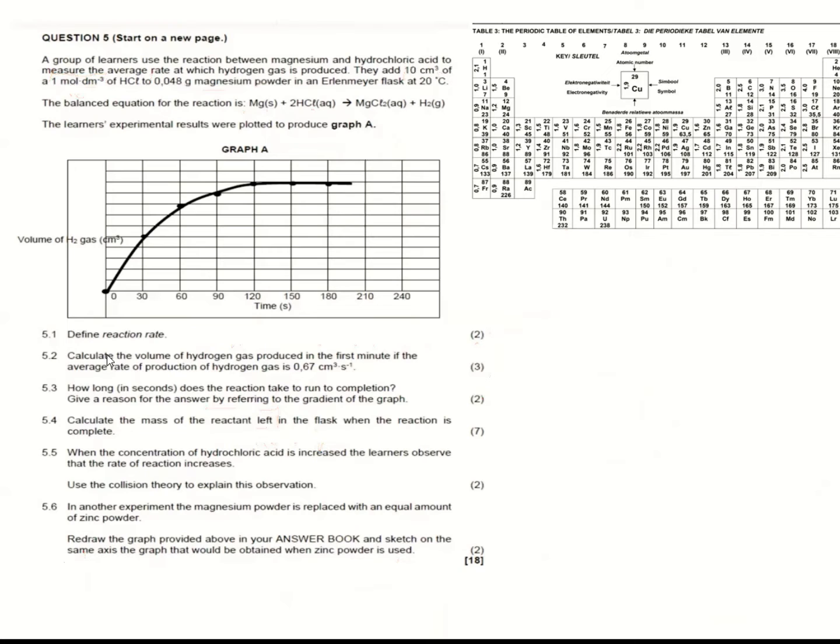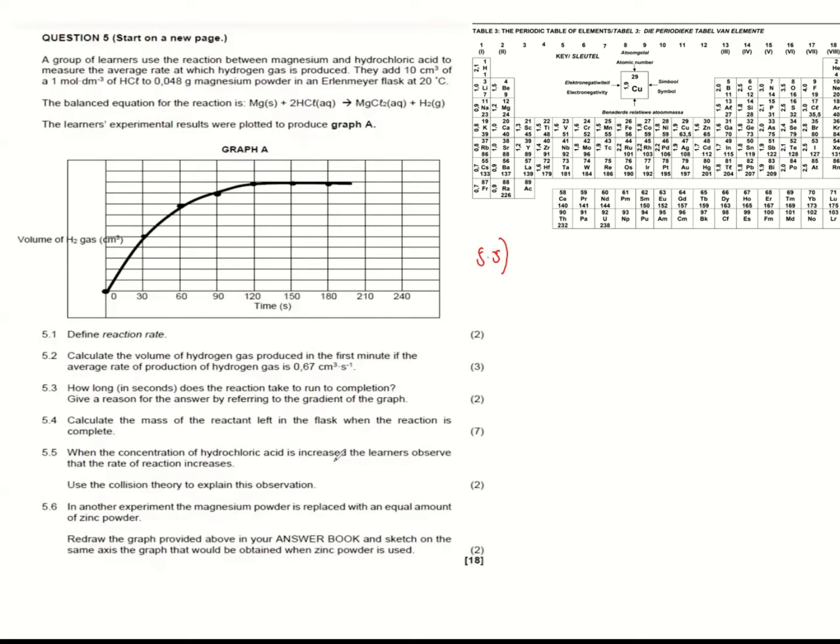Let's now go to 5.5. It says when the concentration of hydrochloric acid is increased, the learners observe that the rate of reaction increases as well. Use the collision theory to explain this observation. This is only 2 marks. Usually you find it's 3 or 4 marks. But what I'm going to do here is give a full explanation, where it's 2 marks, but I prefer to write everything in full so that you understand how these collision theory questions should actually be explained.